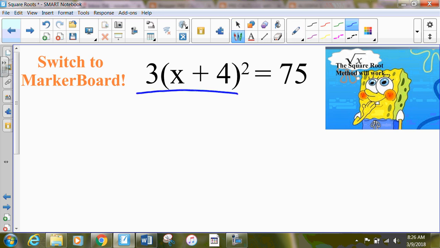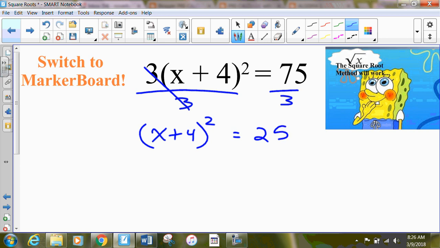Let's go ahead and get rid of that 3 and divide both sides by 3. We're left with x plus 4 quantity squared equals 75 divided by 3. I don't need to do my long division. All right, so now I'm stuck.